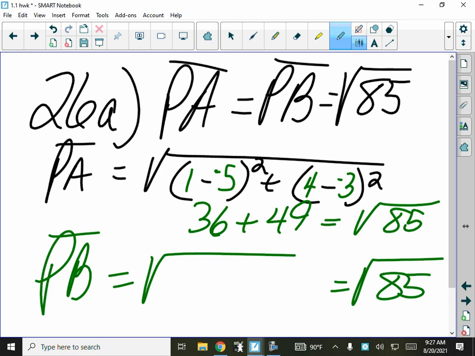The only reason you would square both sides is if you were solving for a variable. That's what we're going to do, I think, on part 2.